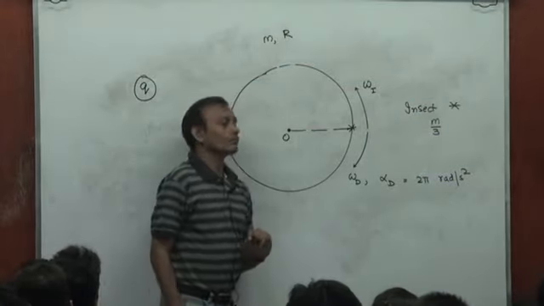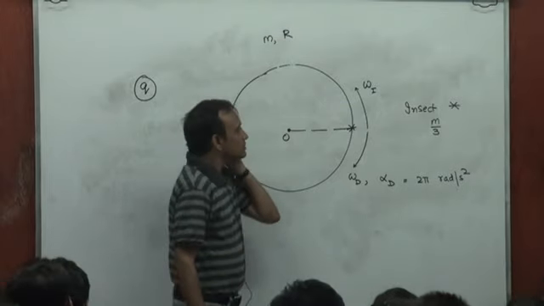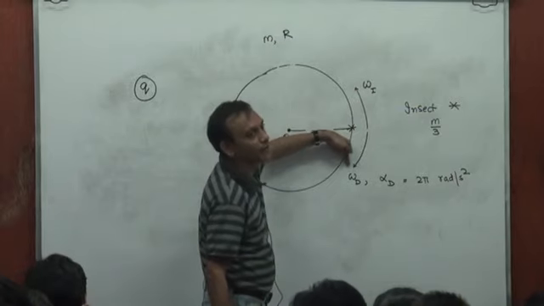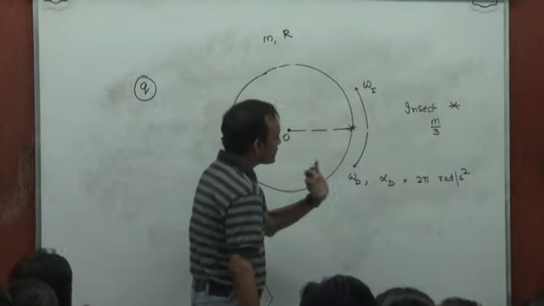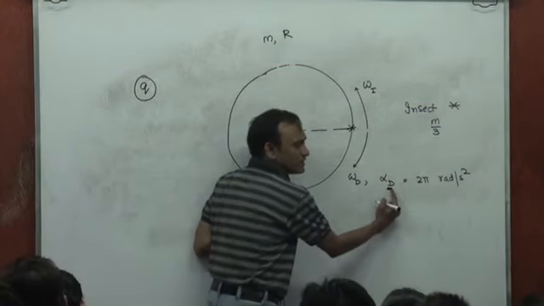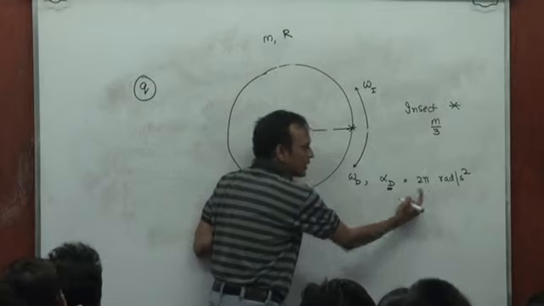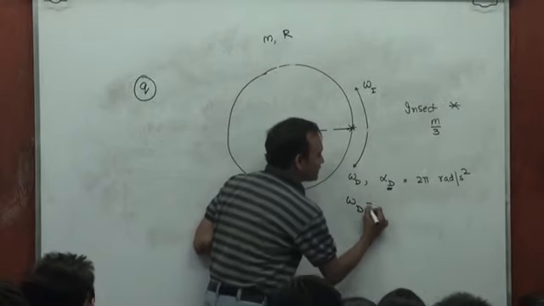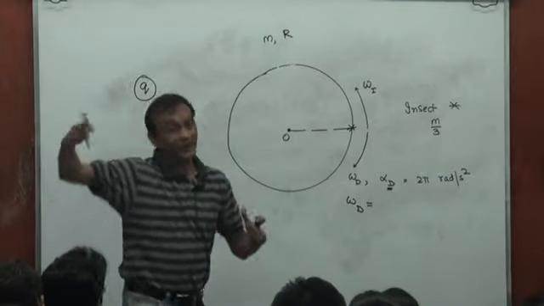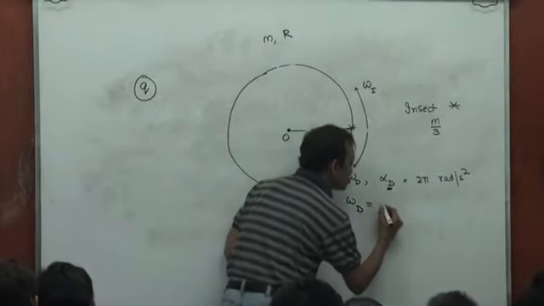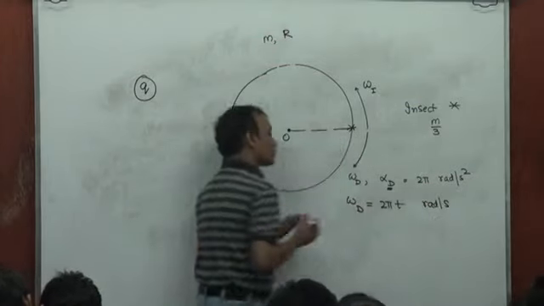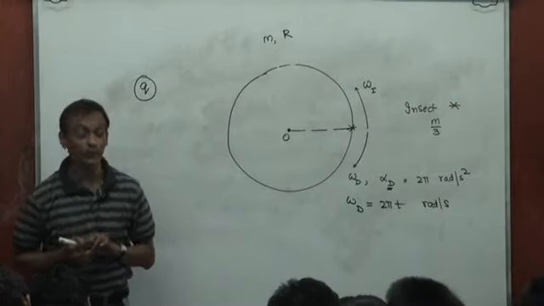Now, if at a given instant omega I is the angular velocity of the insect in this direction and omega d is the angular velocity of the disk in this direction, then one thing that's evident from the data given is, if the angular acceleration of the disk is 2 pi, then the omega of the disk at any given instant of time is omega equal to omega naught plus alpha t. Omega naught is 0 for the disk, so it's going to be 2 pi t radians per second for the disk at any given instant, right?